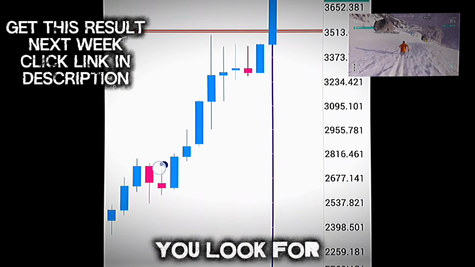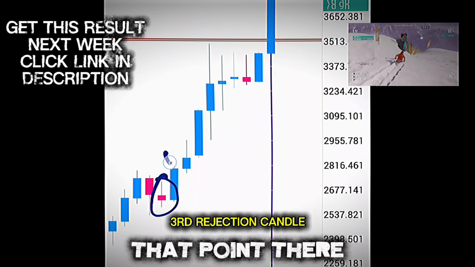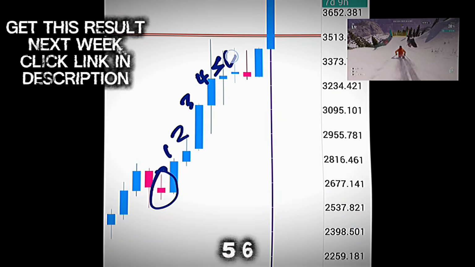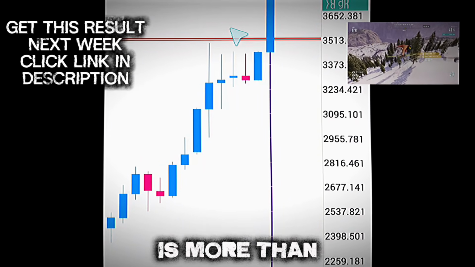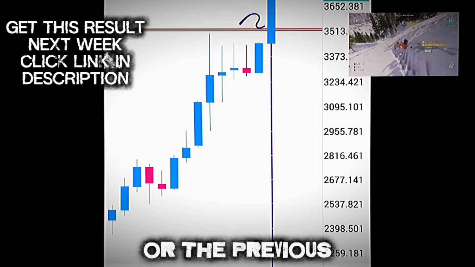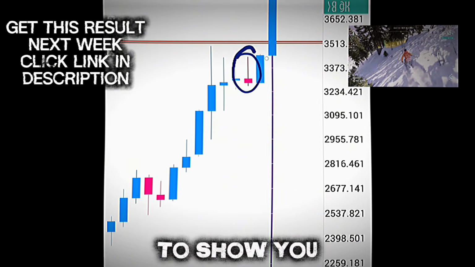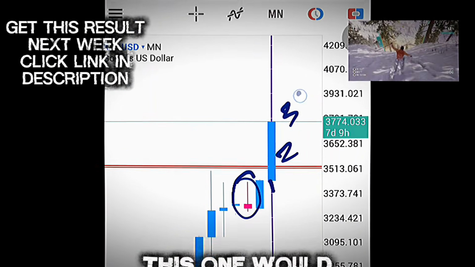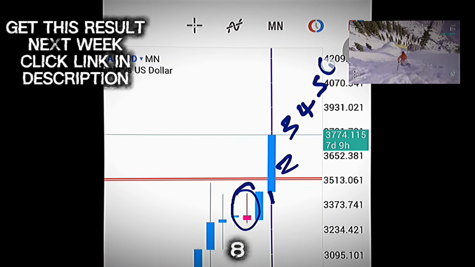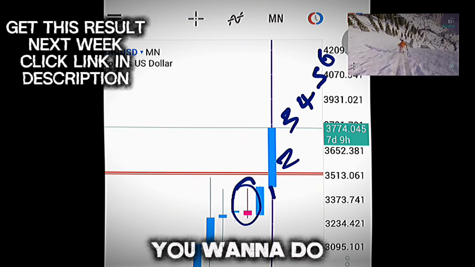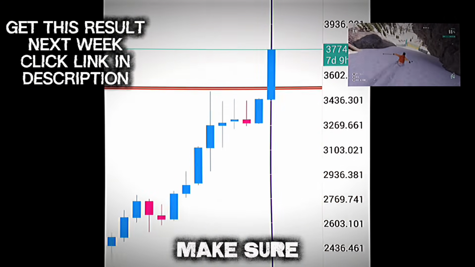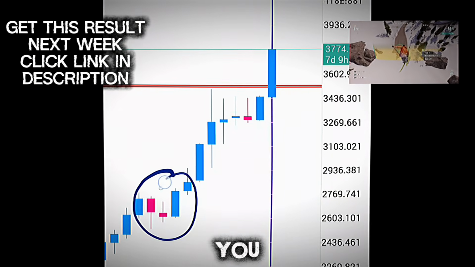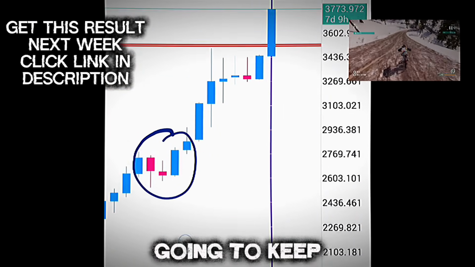And then if you look for another rejection candle, which is at that point here, if you count the candles 3, 4, 5, 6, and the number is more than the previous projection or the previous reversal, that is to show you that the one that is coming in future would be more. That means this one will be like 7, 8, 9, 10. So basically what you want to do is make sure you catch the buy. If the progression is increasing, that's to show you that the trend is actually going to keep increasing.